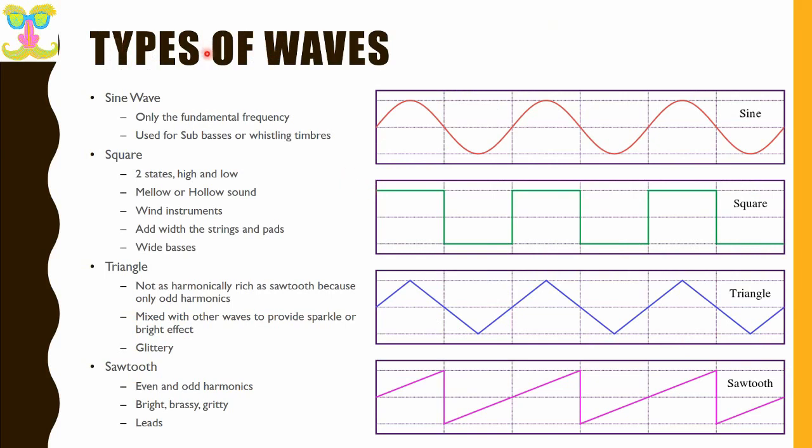So as we're talking about waves, there are multiple types of waves. So far, we've mainly been looking at the sine wave, which is simple. It's pure. It's only the fundamental frequency. So the harmonics, there's none of those upper harmonics. It's just the fundamental frequency. It's used for subbasses and whistling timbres. And I'll play an example of a sine wave right here.